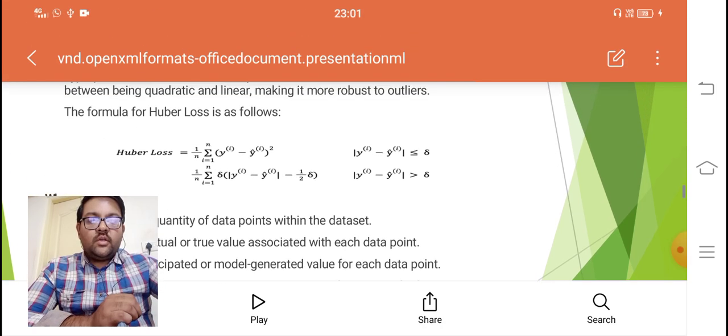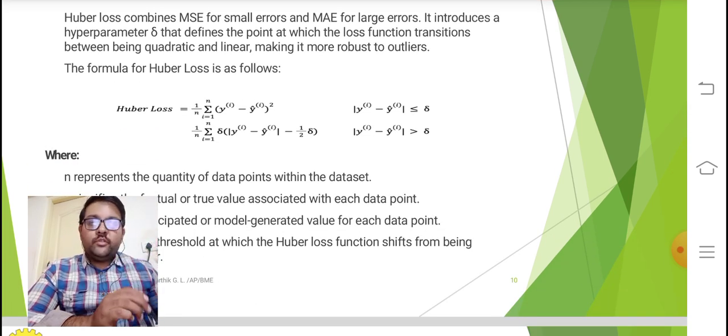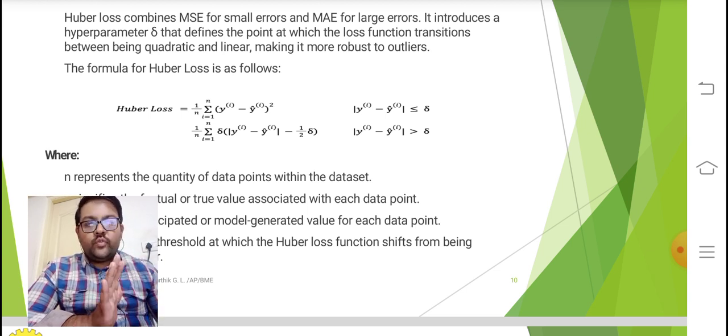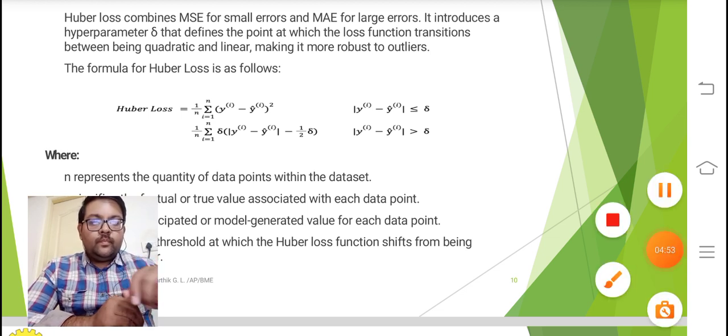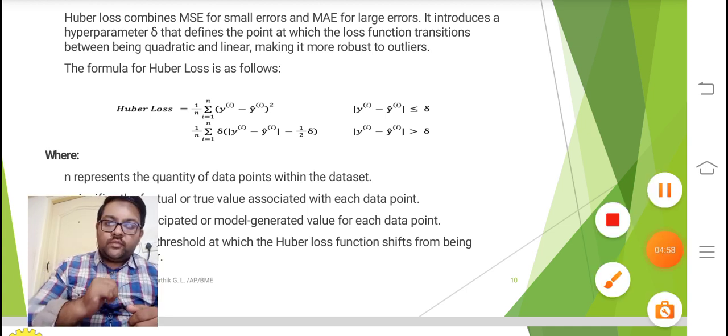So here Huber loss combines mean squared error and mean absolute error. It basically considers how the loss goes from quadratic to linear. So this is about the regression loss function.